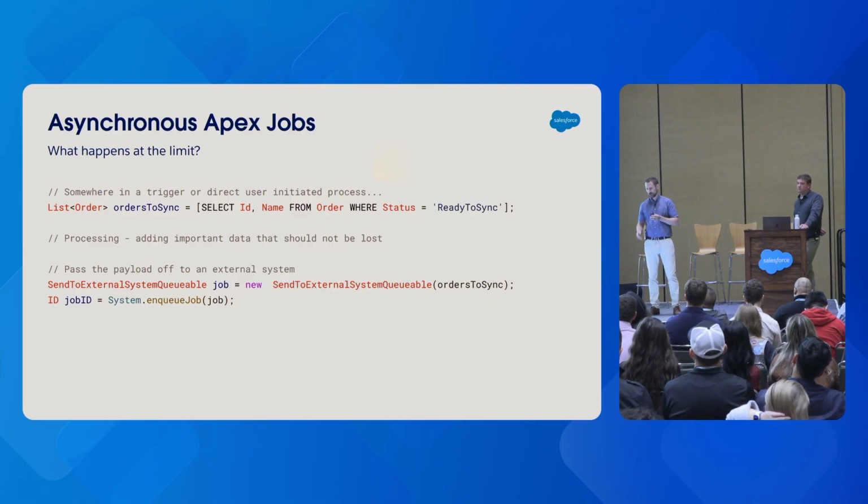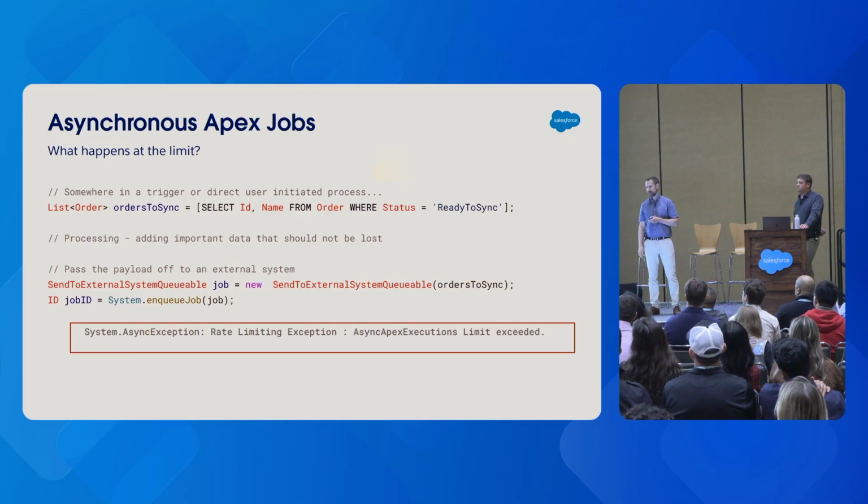Oftentimes, it is really important for you to get this job actually enqueued and through, or you might have some data inconsistency or data loss in your org that you want to avoid at all costs. So today, what happens if you actually hit the limit? You get the system async exception. In theory, this is a catchable exception, right?